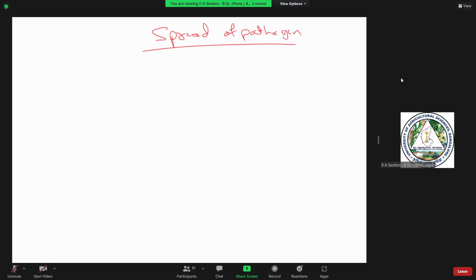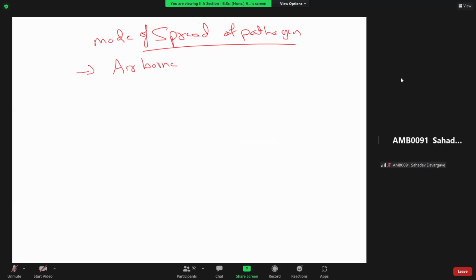So how can we classify the diseases based on the mode of spread, more specifically, the mode of spread of the pathogen. There is a certain group of pathogens which are normally spread through air. They are called airborne, like your coronavirus, which is an airborne pathogen. Here we can call these airborne diseases.